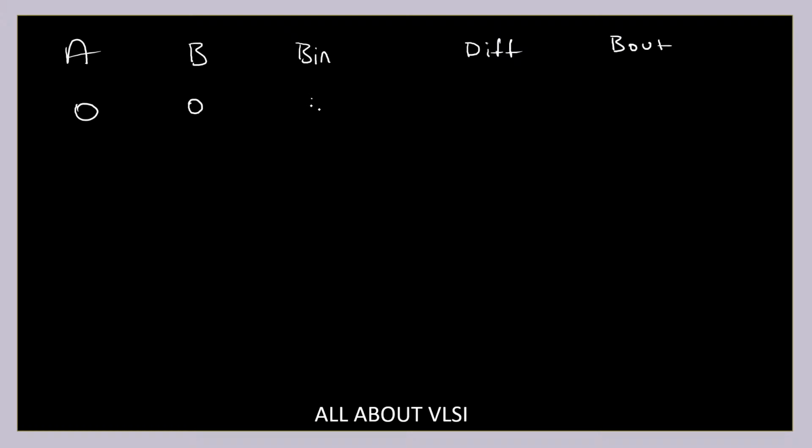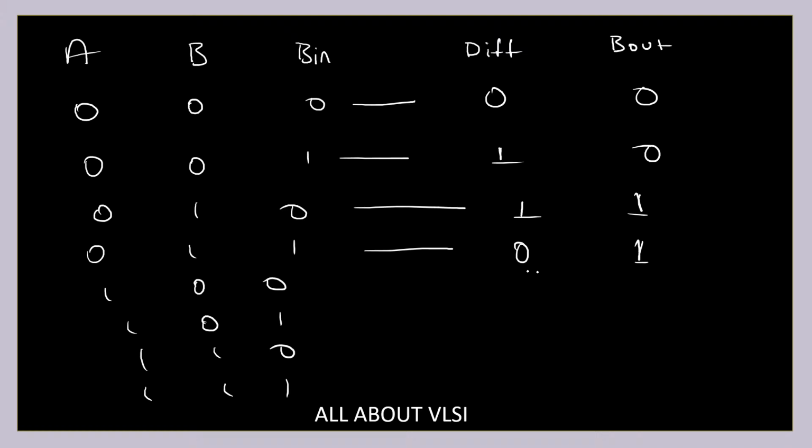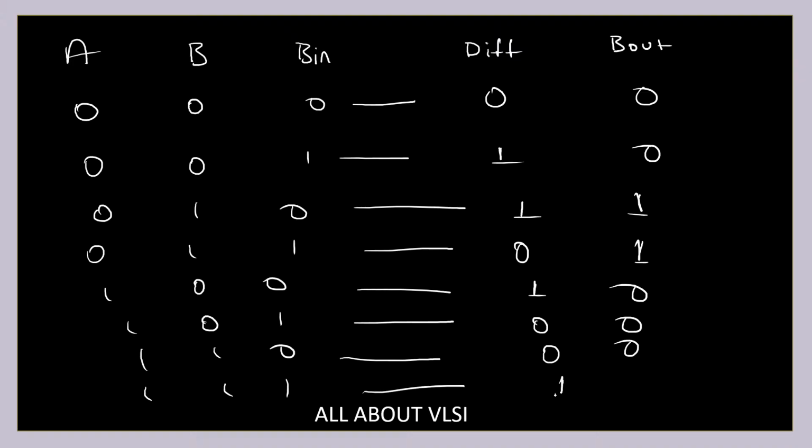So you have a total of 8 combinations for this: 000, 001, 010, 011, 100, 101, 110, and 111. Like this, we have 8 combinations, and over here my difference will be equal to 0, borrow out will be equal to 0, and difference is equal to 1, and borrow out is equal to 0, and difference is equal to 1, borrow out is equal to 1, and over here difference is equal to 0, borrow out is equal to 1, and difference is equal to 1, borrow out is equal to 0, and difference is equal to 0, B out is equal to 0, and over here 0, 0, and 1.